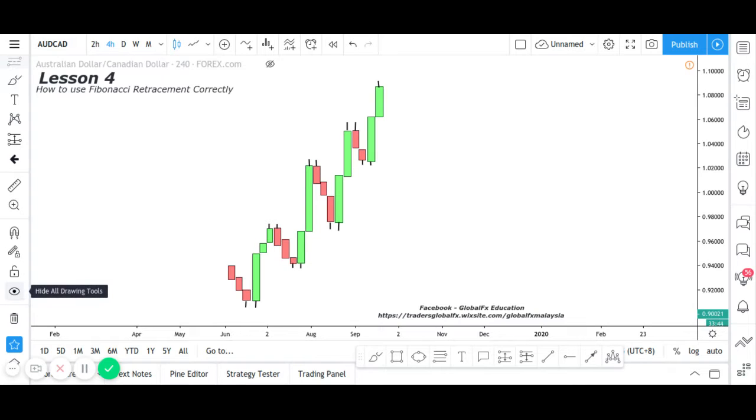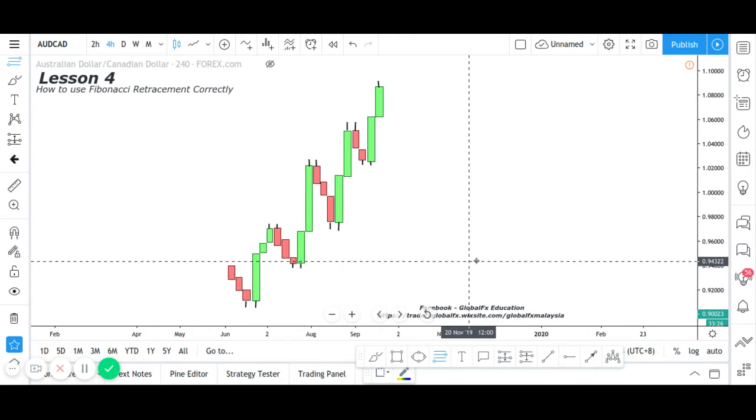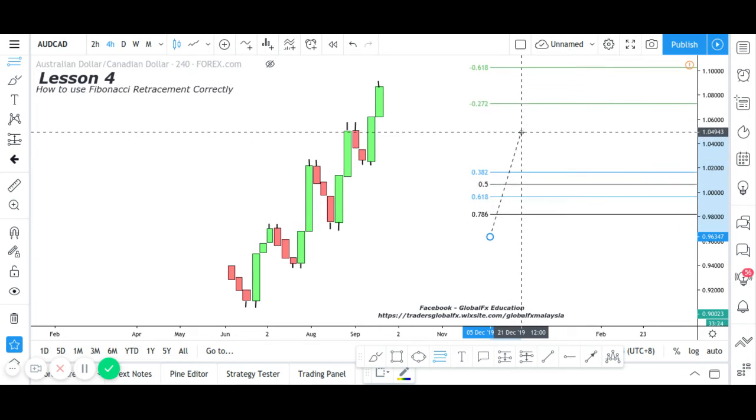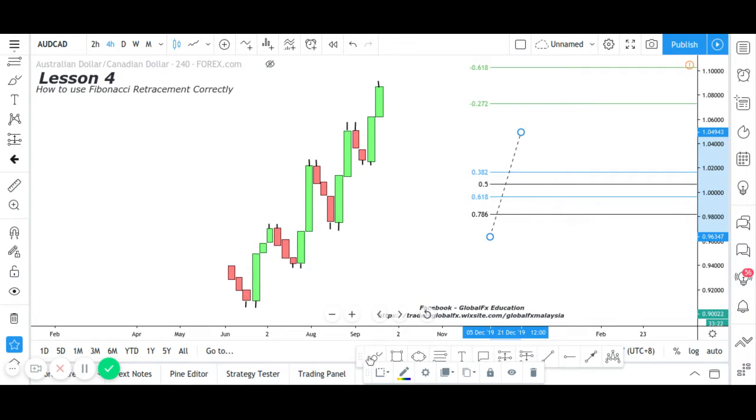Welcome to lesson number 4 of how to use Fibonacci retracements correctly and in the right way. Fibonacci retracements is a tool that you can use to find support and resistance zones in the Forex market. So these are the levels that I use.